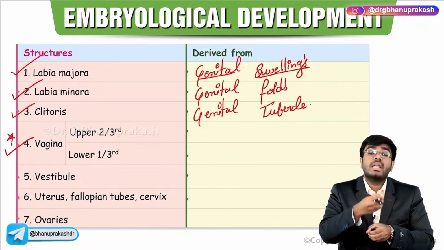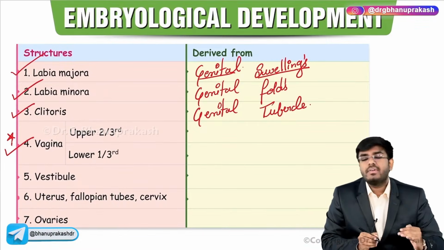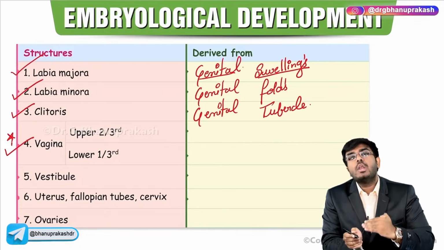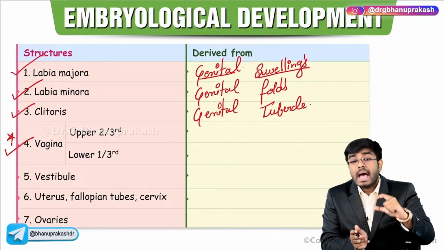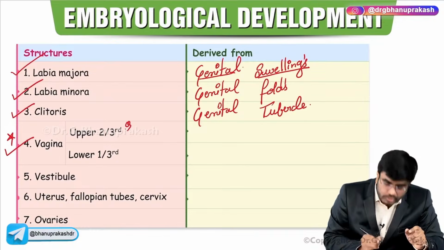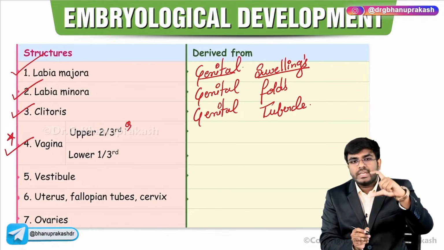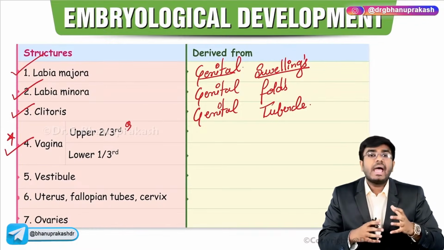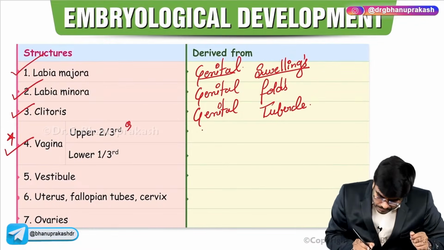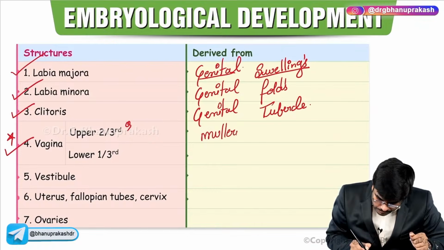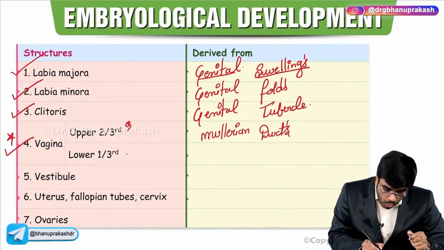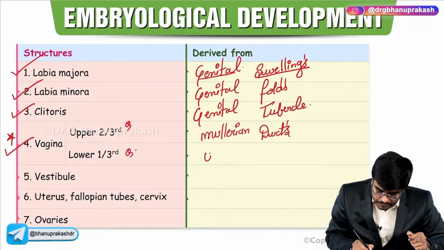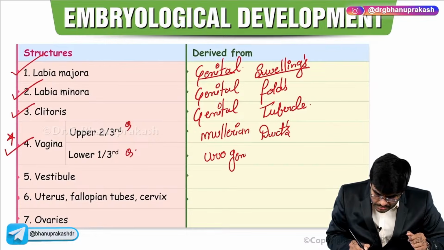Now see, this is something important. Vagina, the fibromuscular tube, is divided into upper one third, middle one third and lower one third. The upper one third and middle one third together, I can call the upper two thirds. The upper part of vagina has taken its origin from Mullerian ducts. And the lower one third of the vagina is derived from urogenital swelling.